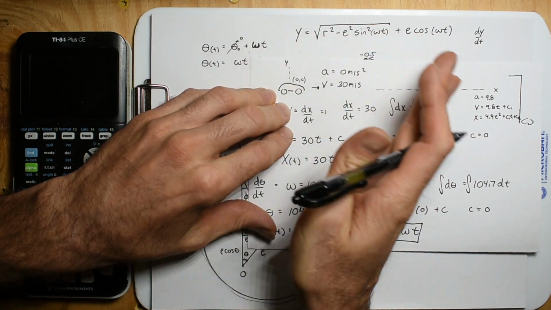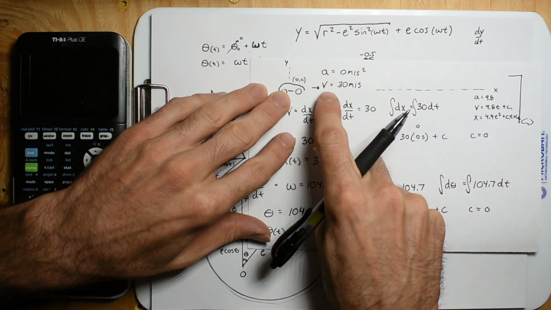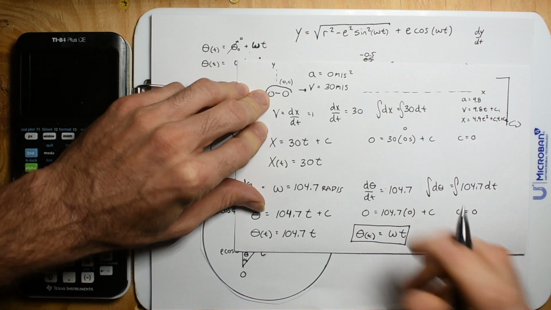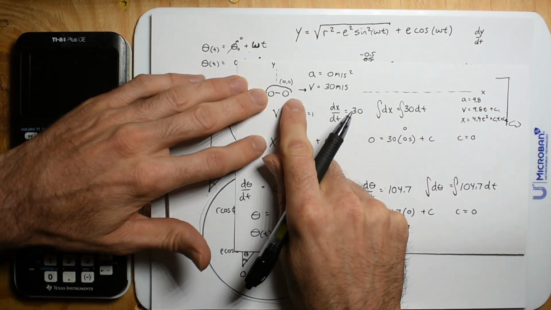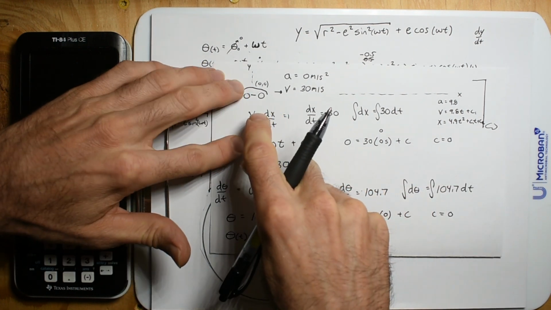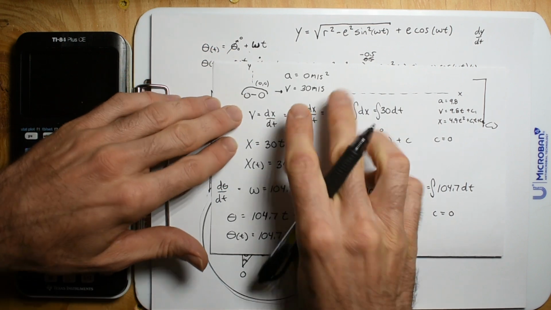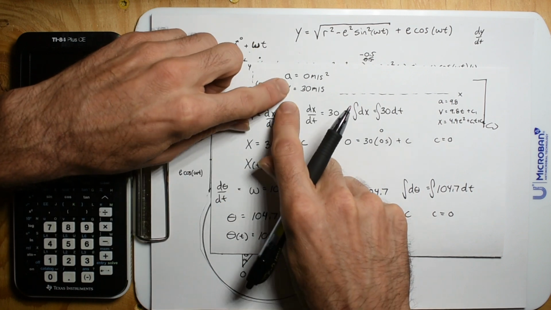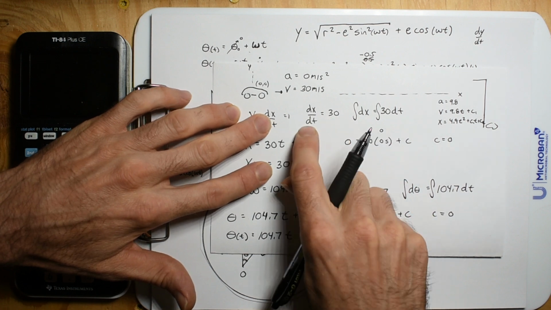The change in angle, omega, is radians per second. That's the same thing as velocity. So we're going to have a car traveling down a path, and it's going to go 30 meters per second. Velocity is the change in position over change in time. That's the definition of velocity. So we can put this in for v: dx/dt is equal to 30, and then we can separate the variables.